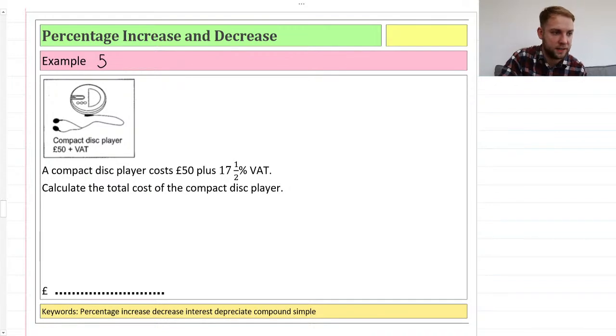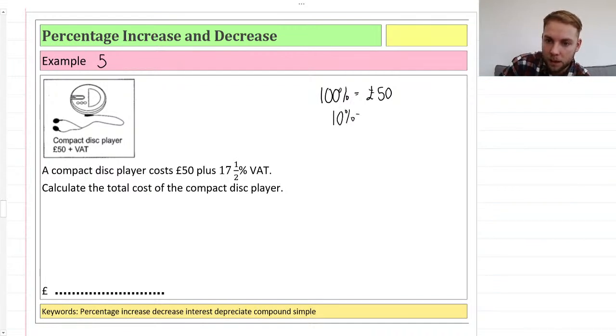So I will do this one, and the reason is because it's this 17.5%. Now there's an easy way to find 17.5%, which is the reason why I'm going to do it. Don't worry about drawing the compact disc down, but do worry about writing down that 17.5%. With this one, we always start off with the same thing, which is 100% is equal to £50. That's what we know.